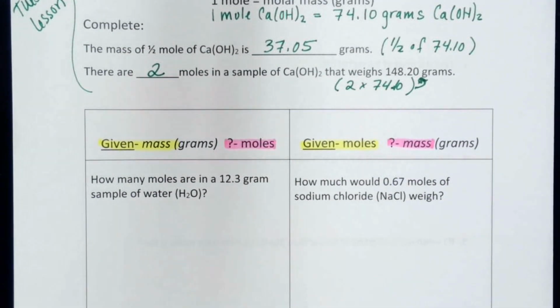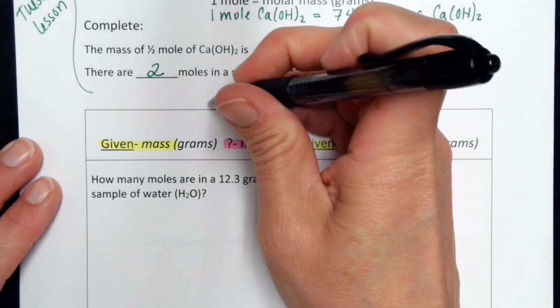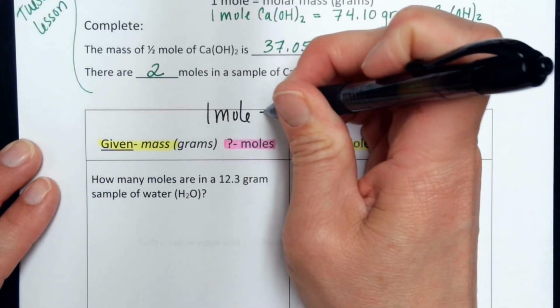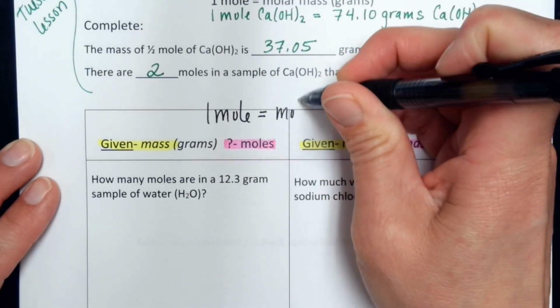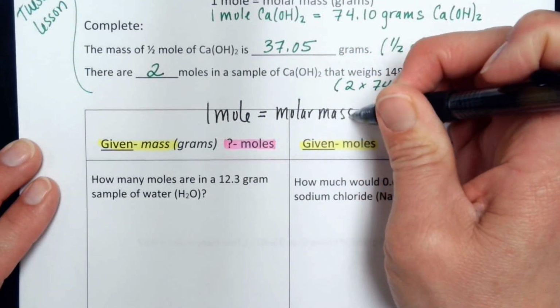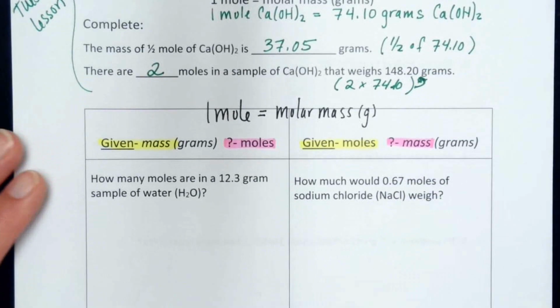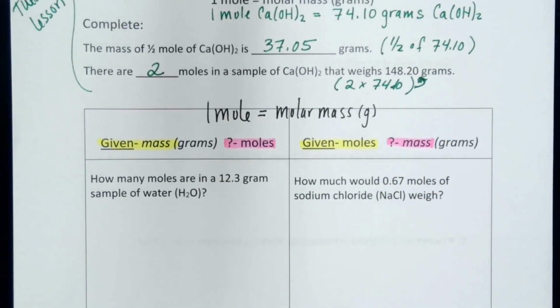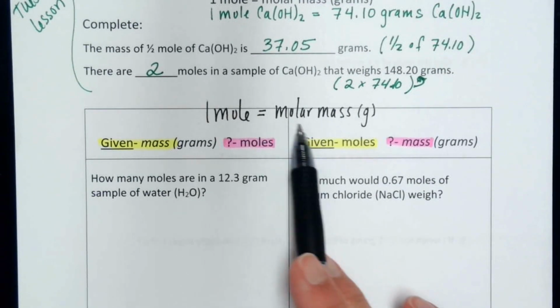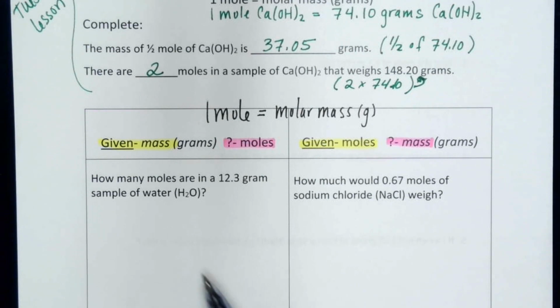Okay. So the first thing you have to realize in any of these, your connector between mass and moles, is the conversion factor that 1 mole is equal to the molar mass, and that's in grams. But that's of the particular substance. So the number that you're going to put in your fraction is dependent on the molar mass of the substance.